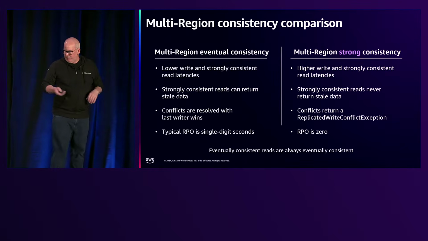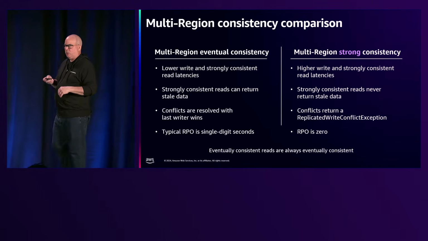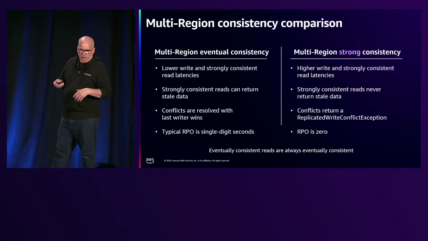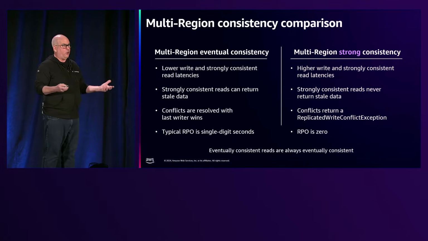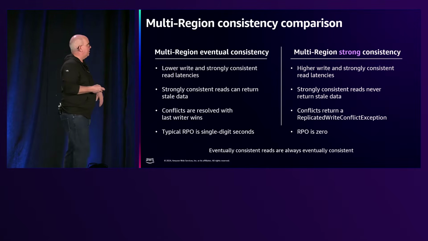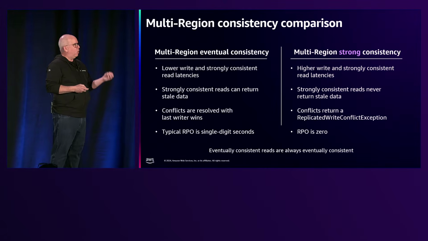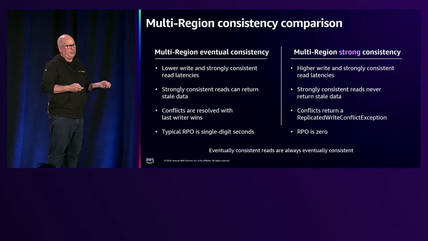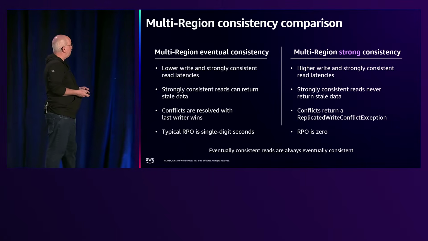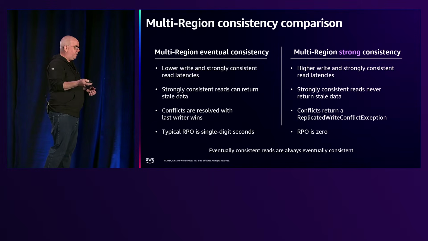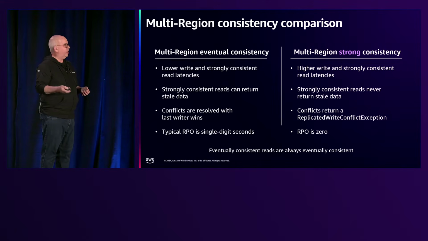And so here's a comparison between the two modes for global tables. On multi-region eventually consistent tables, which is, again, the default in our production offering today, we're going to tend to see lower write and strongly consistent read latencies because our writes and reads are only operating on the replica in that local region. They don't have to consider changes that are made to any other region. But the trade-off there is that, again, their strongly consistent reads can return stale data.